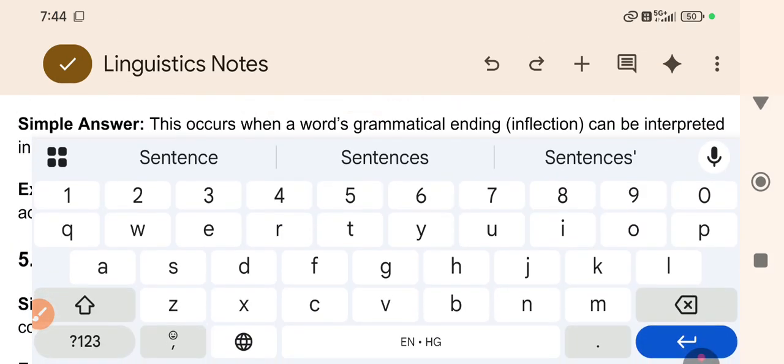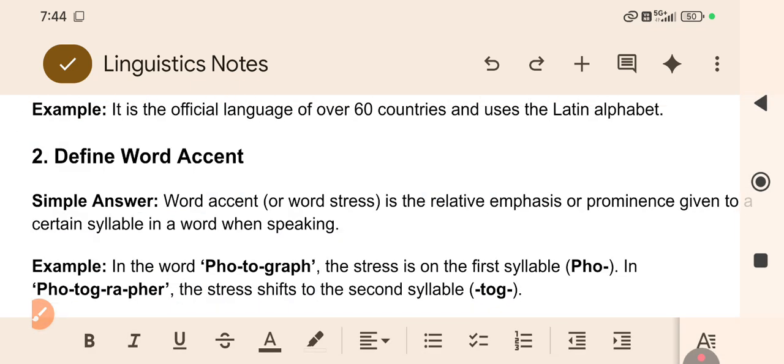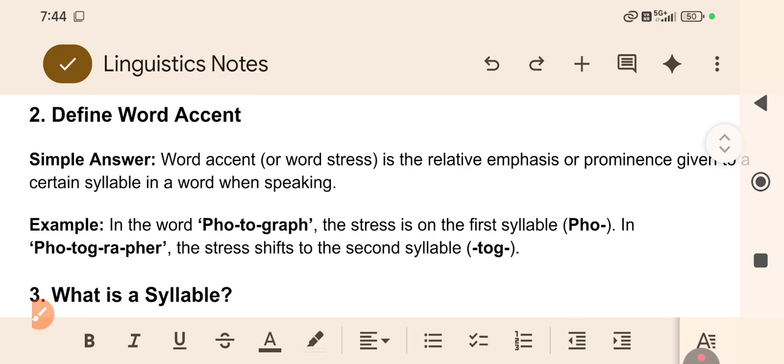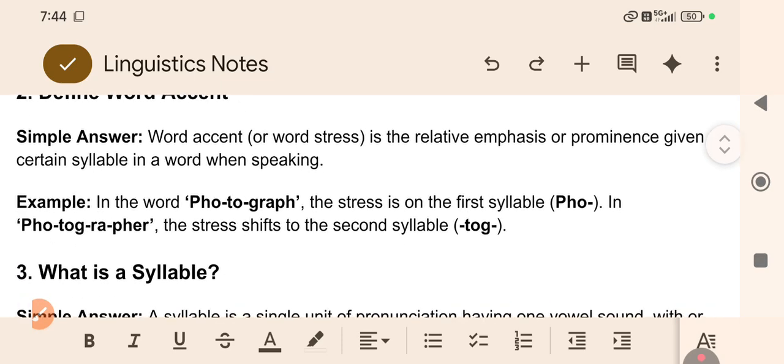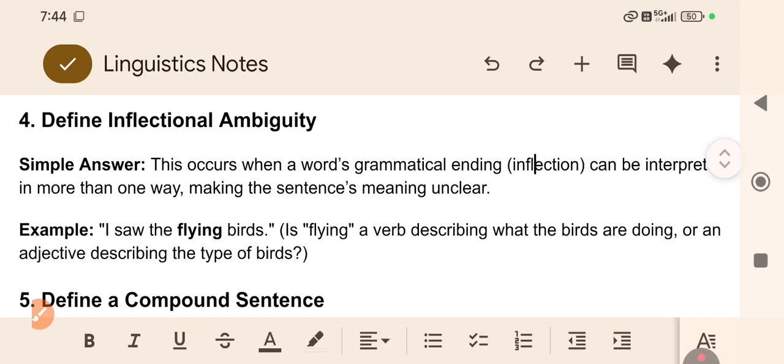Now moving to the next question. Define word accent, right, that is done. Then syllable is done. Then define inflectional ambiguity. Inflectional ambiguity, ambiguity is interpretation, two or more interpretations of any word, phrase, clause, or sentence. So let us see.